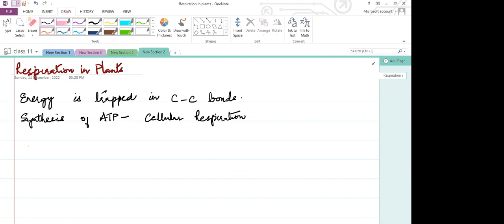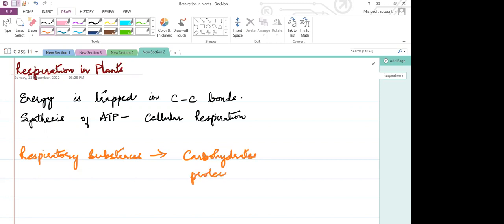These respiratory substances, next. I'm just writing the gist of the introduction. So which are the respiratory substances? Ma'am, like which help in respiration. Respiratory substances are carbohydrates, proteins, and fats. So you know that these respiratory substances are fuels, nothing but fuels. Can we call it a fuel?